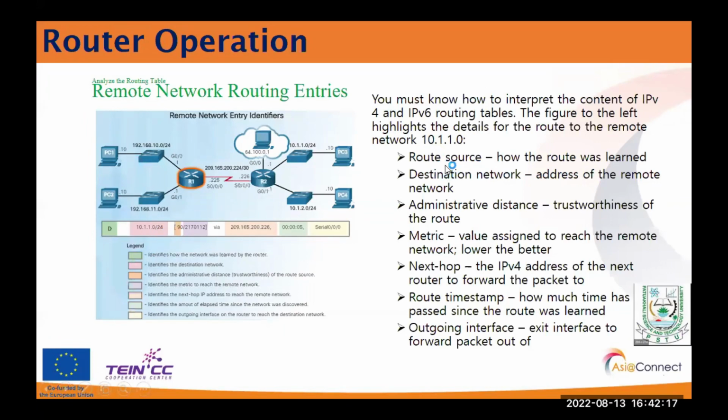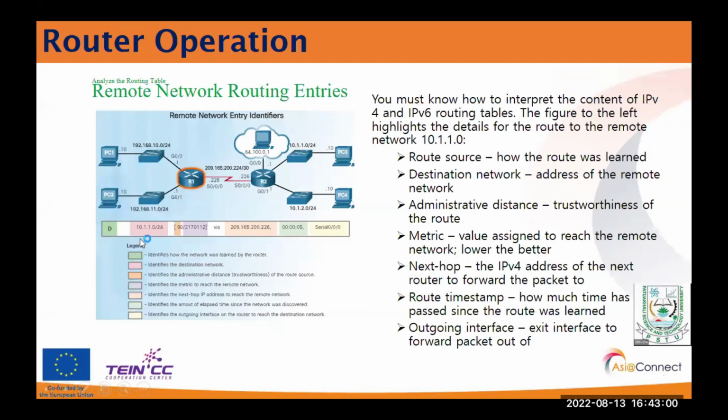That means here is the route source, basically how the route was learned. That is the route source, D meaning dynamic. Destination network is the address of the remote network. Then administrative distance is the trustworthiness of the route, and the metric is the value assigned to reach the remote network. Lower is better. If the metric value is lower, then it will be faster and better. Next hop is the IPv4 address of the next router to forward the packet to. Route timestamp is how much time has passed since the route was learned, and outgoing interface is the exit interface to forward the packet out of.